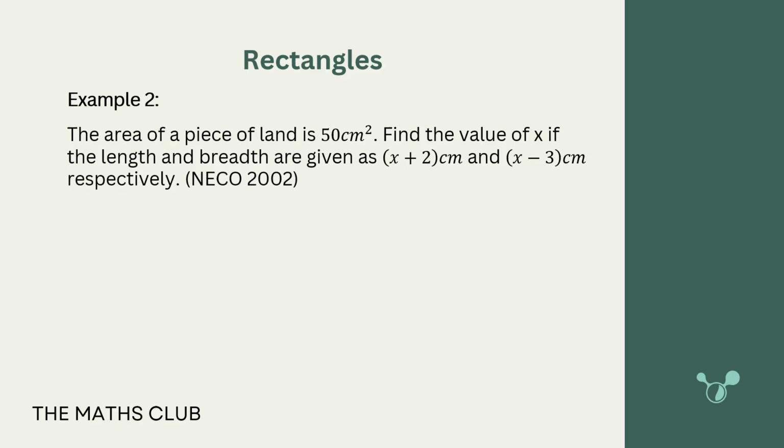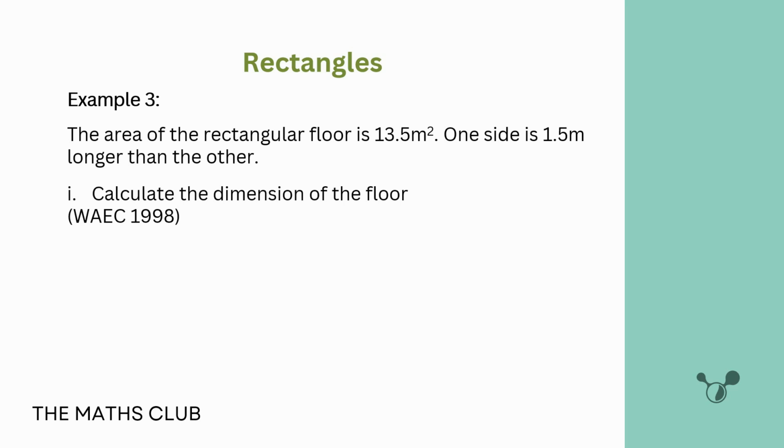Let's see if we're correct. Great. Example 3 says that the area of a rectangular floor is 13.5 meters square. One side is 1.5 longer than the other. Calculate the dimensions of the floor. This comes from WAEC 1998. If one side is longer, then the other side is the length, because the length is always longer than the width or breadth. You can pause the video and try this out yourself.